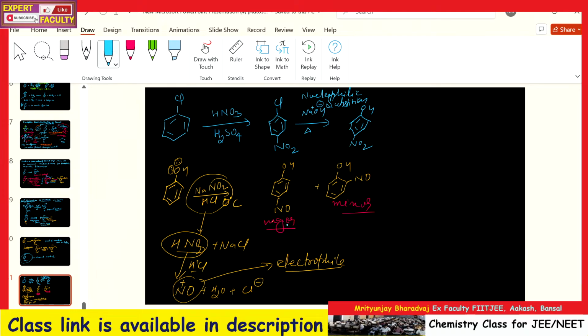Now, if this product is further reacted with what? HNO3, it acts as an oxidizing agent. This HNO3 is oxidizing in nature and changes this NO into NO2. So this is again another method for making mononitro substituted product. And the HNO3 used here is dilute. Keep in mind, dilute HNO3.